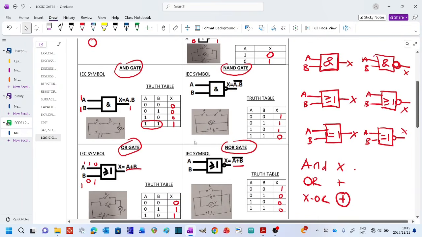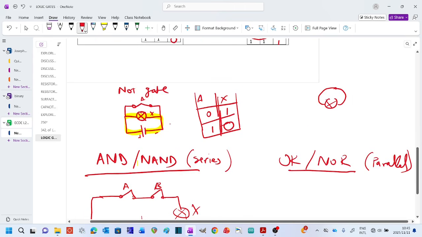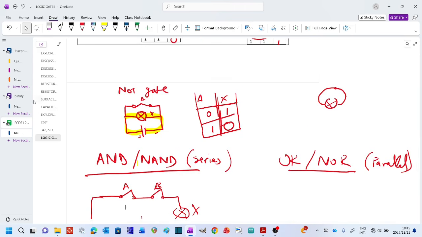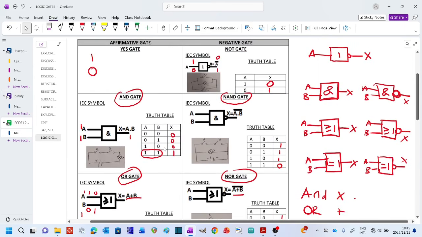If you recheck our truth table, you're going to notice that is true. The only time you have a 1 in the output is if input A and input B are both on. So if these two switches are closed, then your output X is on. When they remain open, your output is 0. Or if one of them is closed and the other is open, your output is still 0.